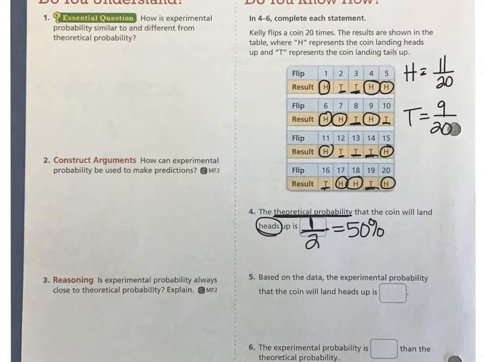Number 5 says, based on the data, that means from the table, the experimental probability that the coin will land heads up is 11 out of 20. And what percent is that? That would be 55%.